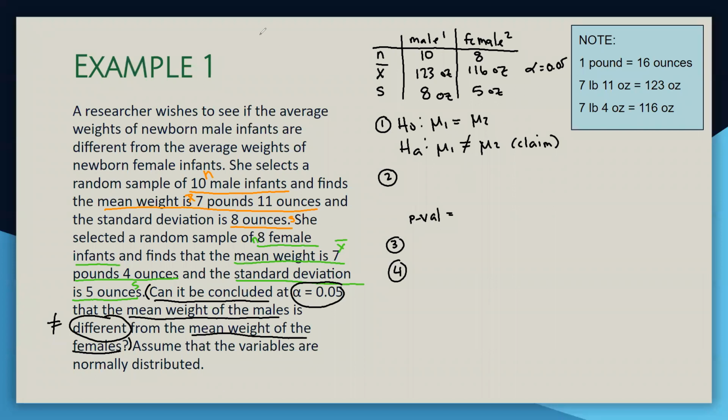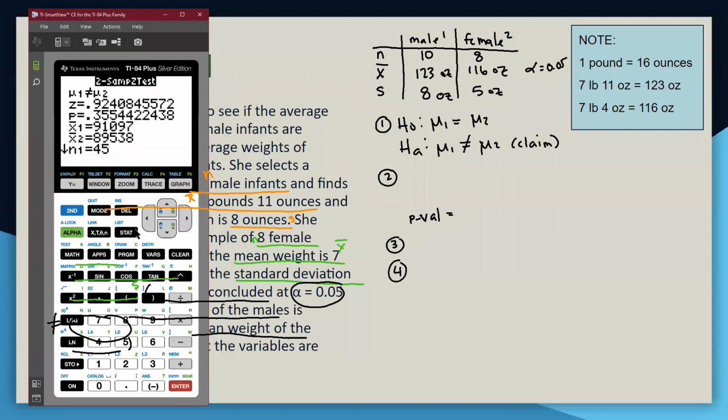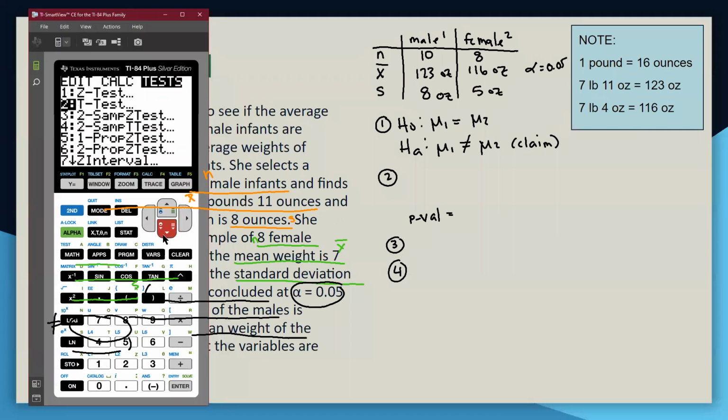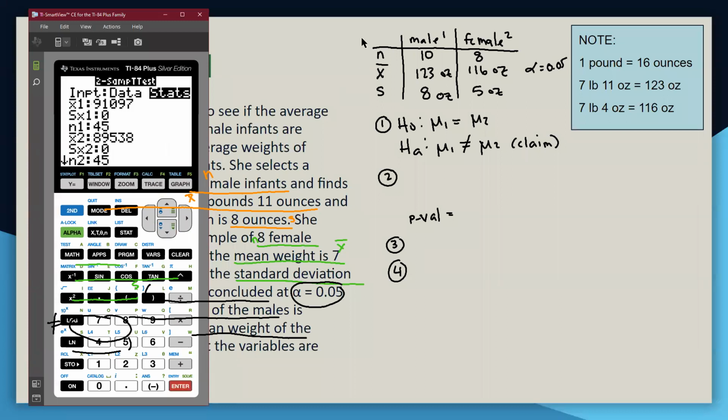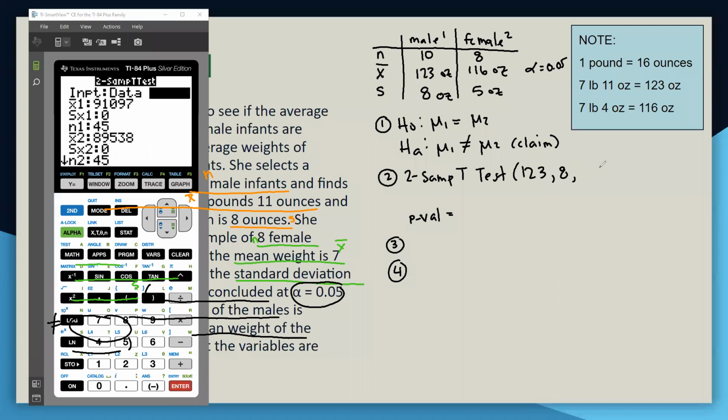So next, we're going to go ahead and use a TI-84 for this first test. So stat test option 4, 2-SampTTest. I'm going to copy down that function name. It's part of showing my work. 2-SampTTest. And then it's asking for x bar 1, 123. S1 is 8. N1 is 10. And then the same for group 2. So the mean for group 2 is 116. Standard deviation is 5. Sample size is 8. And then the tail is not equal to.